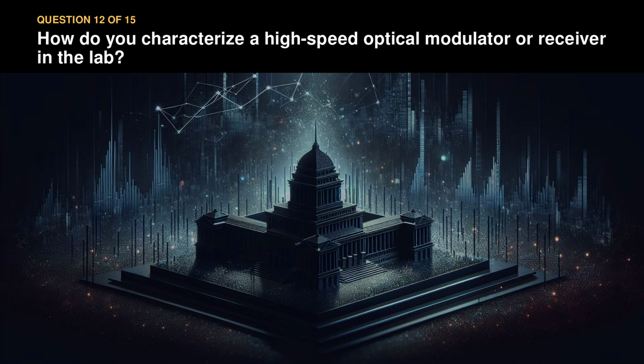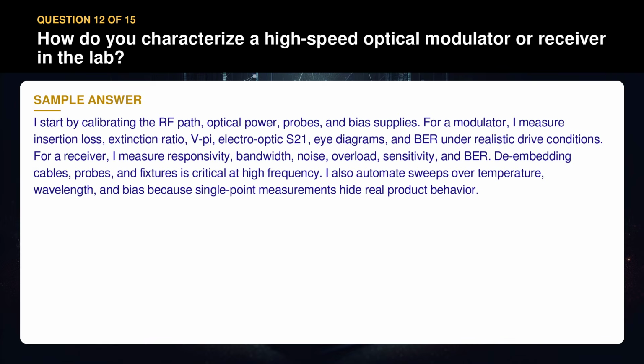Question 12. How do you characterize a high-speed optical modulator or receiver in the lab? I start by calibrating the RF path, optical power, probes, and bias supplies. For a modulator, I measure insertion loss, extinction ratio, V-pi, electro-optic S21, eye diagrams, and BER under realistic drive conditions. For a receiver, I measure responsivity, bandwidth, noise, overload, sensitivity, and BER. De-embedding cables, probes, and fixtures is critical at high frequency. I also automate sweeps over temperature, wavelength, and bias, because single-point measurements hide real product behavior.